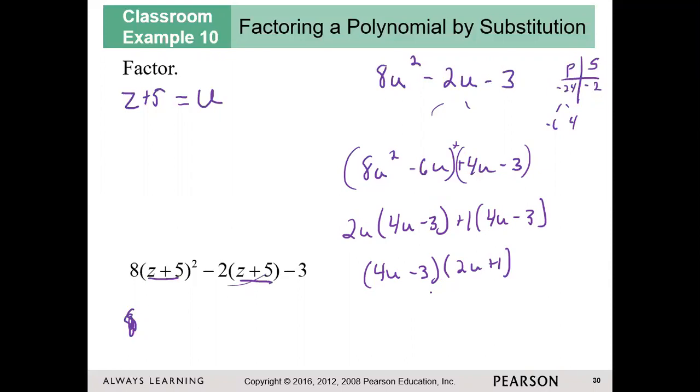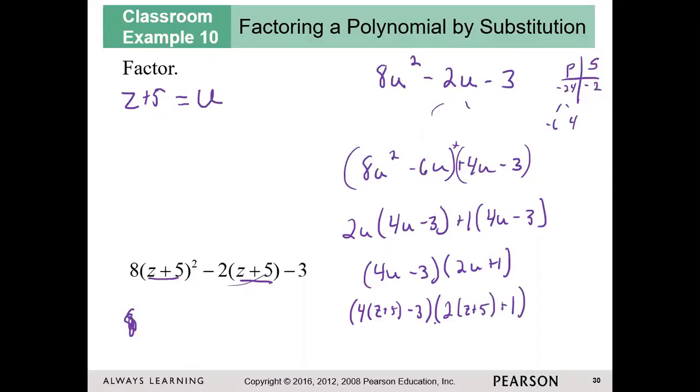So this would be done if our variable was u, but of course it's not u, it's this z plus 5, right? This was just a temporary placeholder. So what we have to do now is put our z plus 5 back into this. So this is going to be 4 parentheses z plus 5 minus 3, 2 parentheses z plus 5 plus 1.